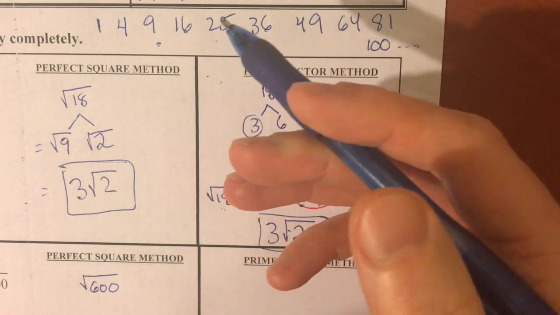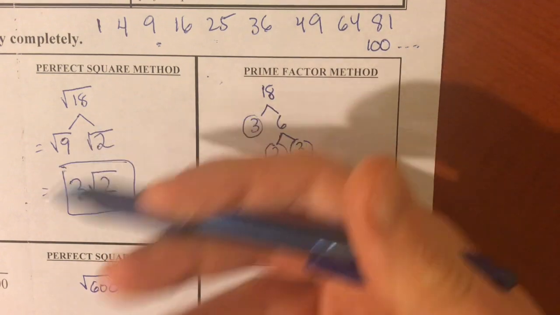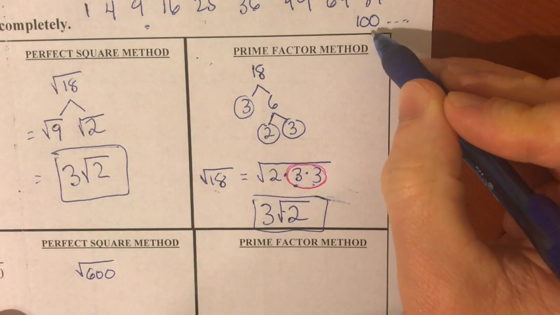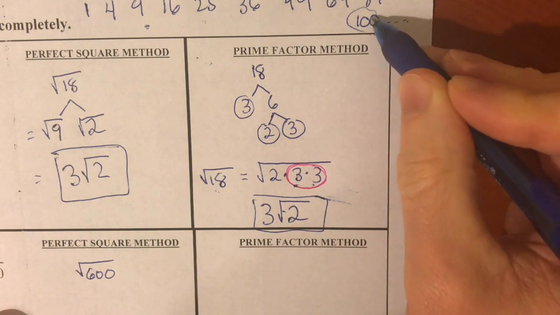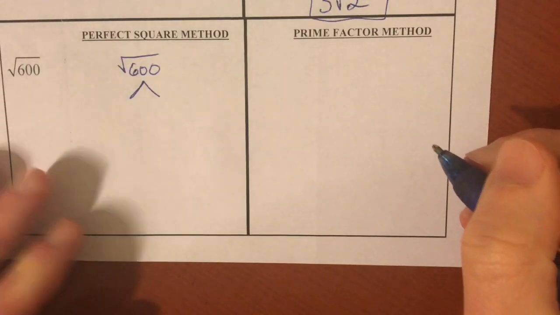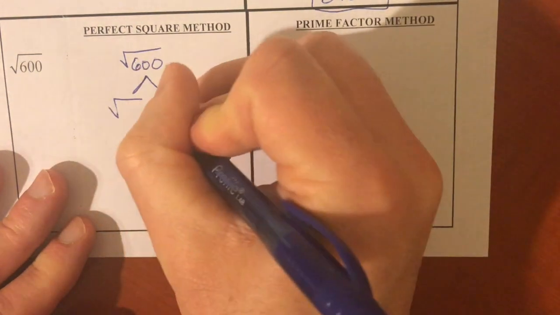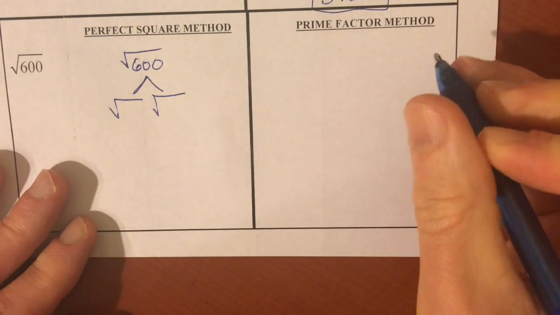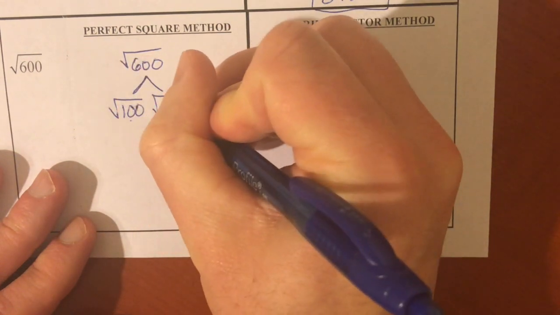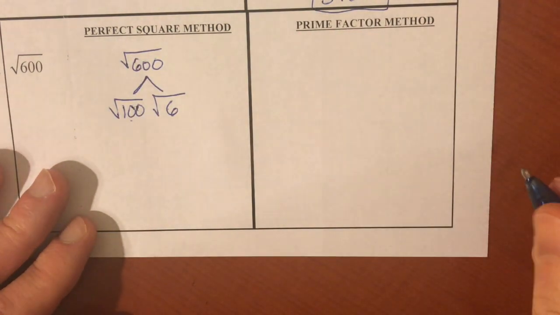Sort of like reducing a fraction. Can you reduce it by the biggest number first? And if you think 600, well, you know that 100 goes into it. So that's the way I like to think about it. So why not just say, well, root 600 breaks down to root 100, and 100 times 6 gives you 600.